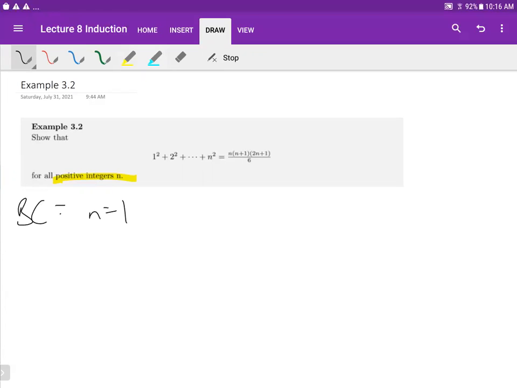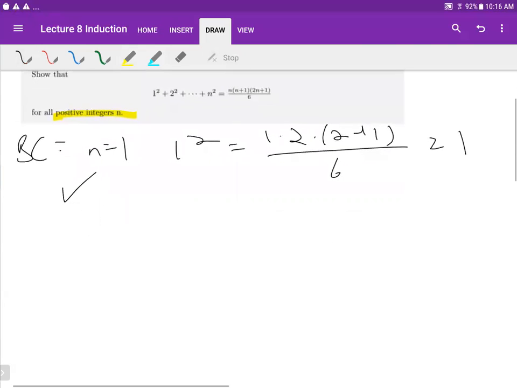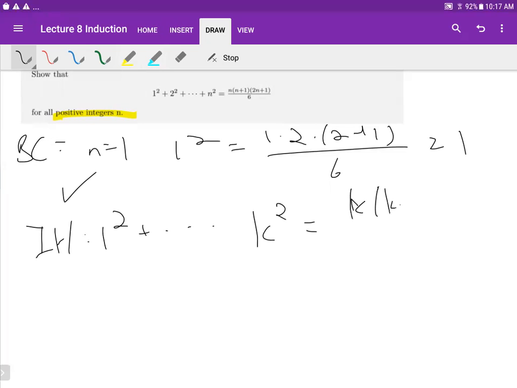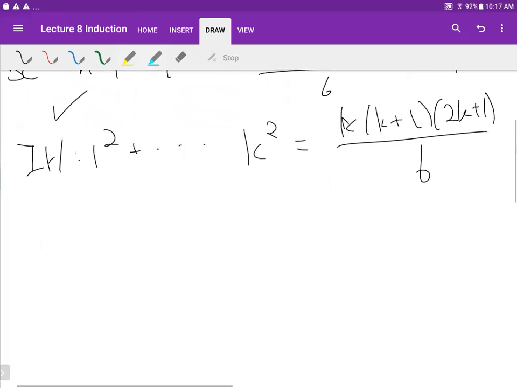For the base case, we have n equals 1, and we can verify that 1 squared is equal to 1 times 2 times 2 plus 1 over 6, which is 1. Both sides are equal to 1, so the base case holds true. Next, we write out the inductive hypothesis, assuming that k is true. So 1 squared plus up to k squared is equal to k times k plus 1 times 2k plus 1 all over 6. And then finally, we want to perform the inductive step.